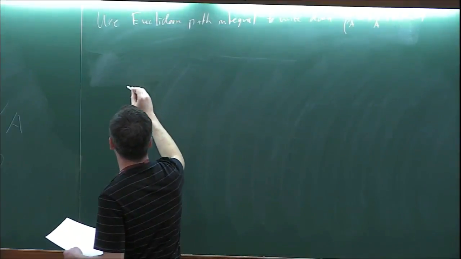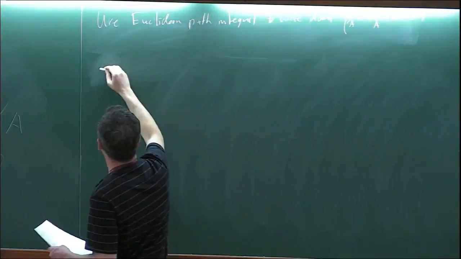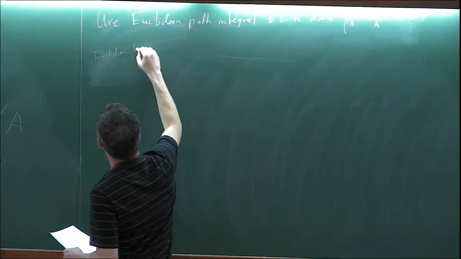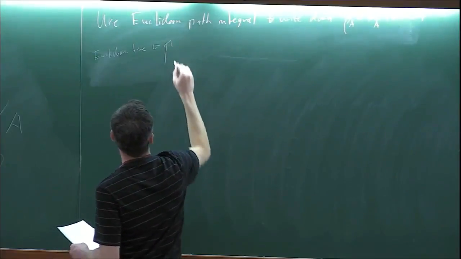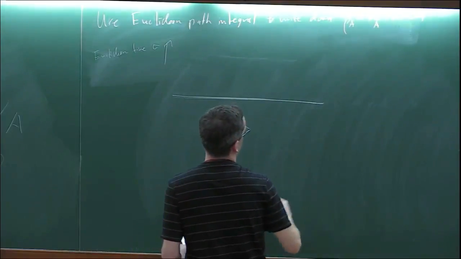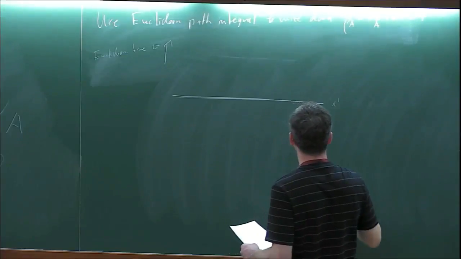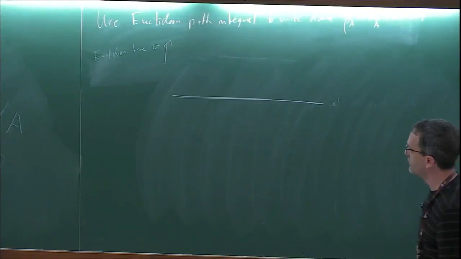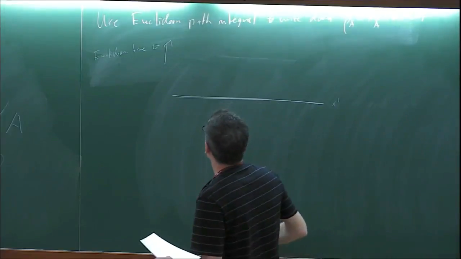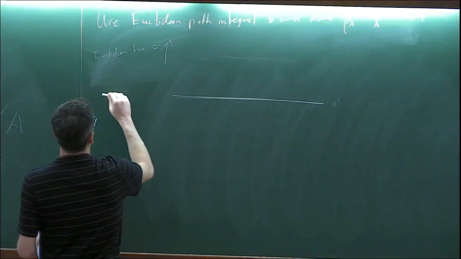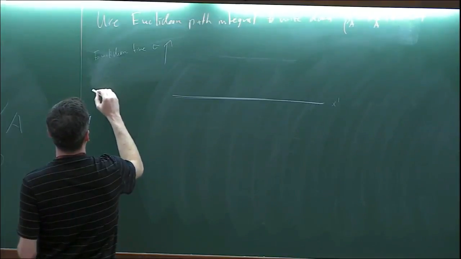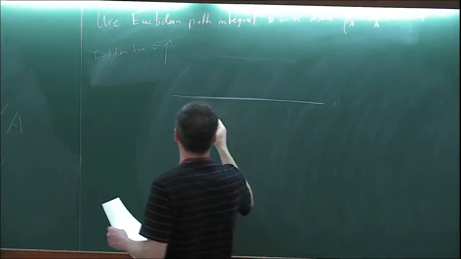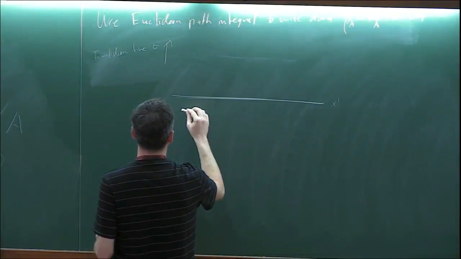So now I switch to Euclidean space, and I have some Euclidean time tau, this direction. And here's my x1 direction. And then again, I have other spatial directions. And I want some description of this ground state. And it turns out the ground state can be described as follows.